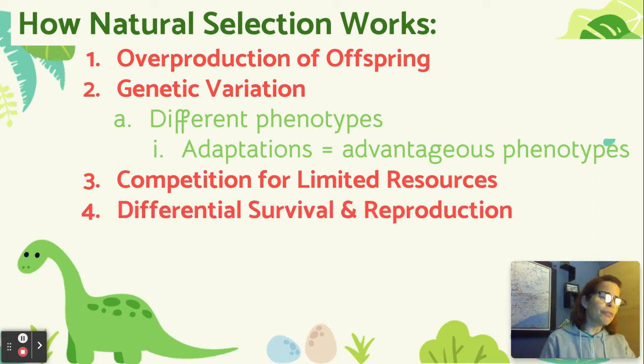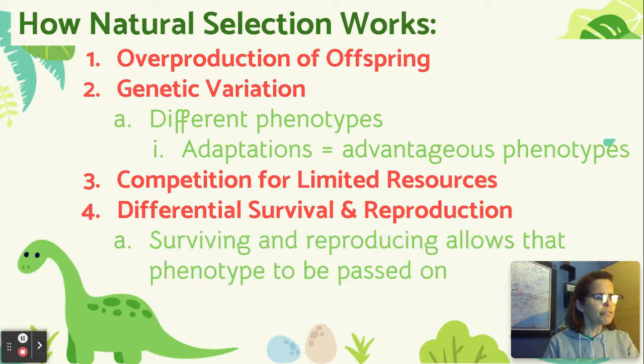And then the other step that I want to make sure you know is differential survival and reproduction. So 2 and 4 are the most important. Differential survival is the idea that they're not all going to survive at the same rate. Some of them aren't fast enough, some aren't healthy enough, some aren't smart enough, who knows. And they're not going to survive as well.